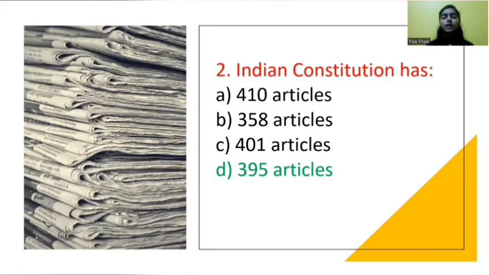Question number 2. Indian Constitution has option A, 410 articles, option B, 358 articles, option C, 401 articles, option D, 395 articles. So the correct option is 395 articles.